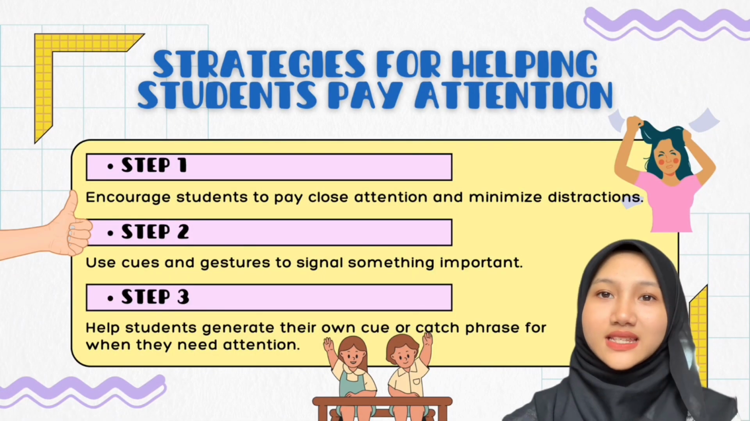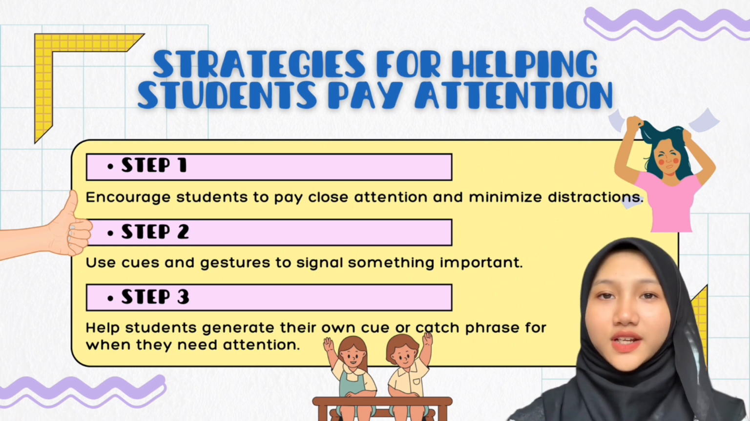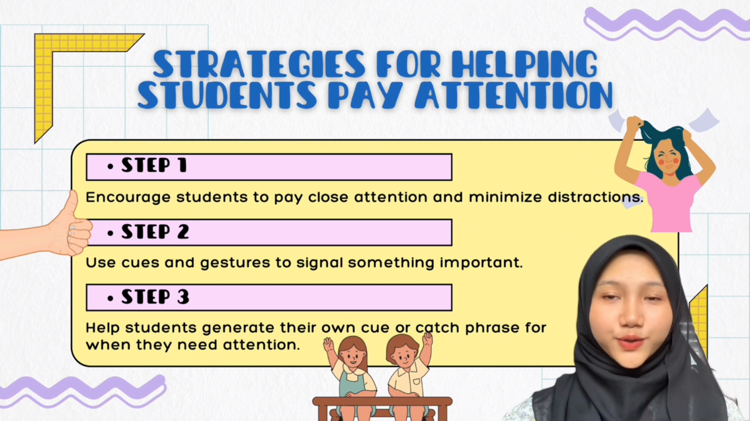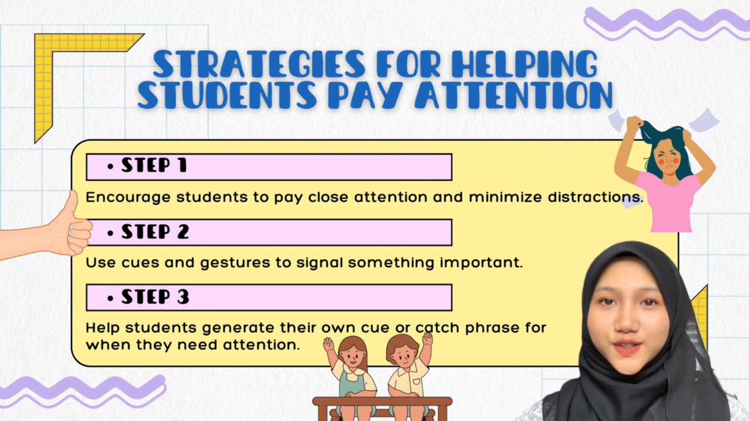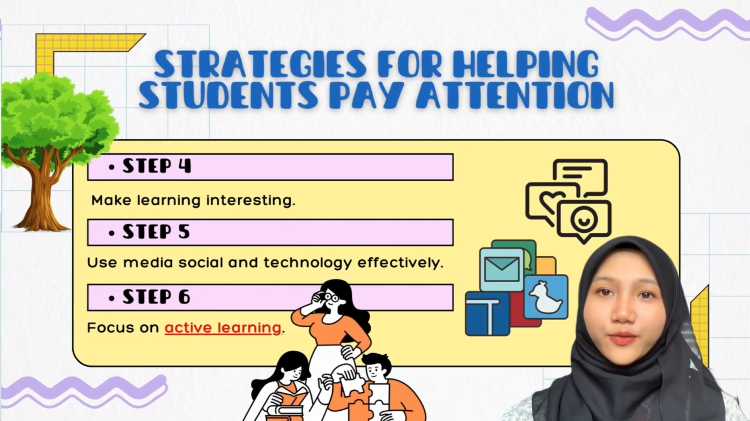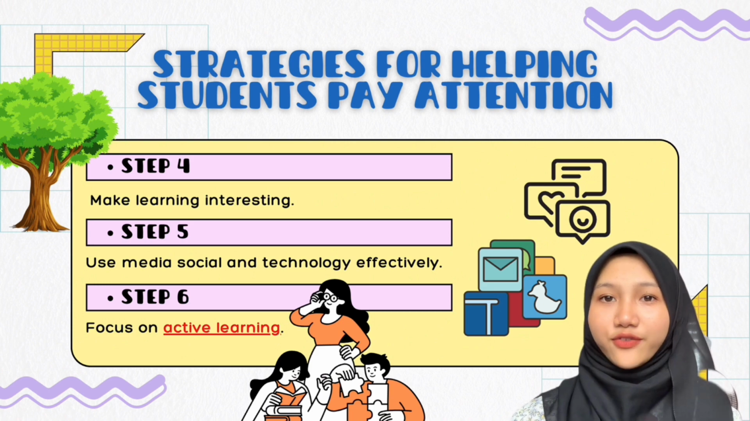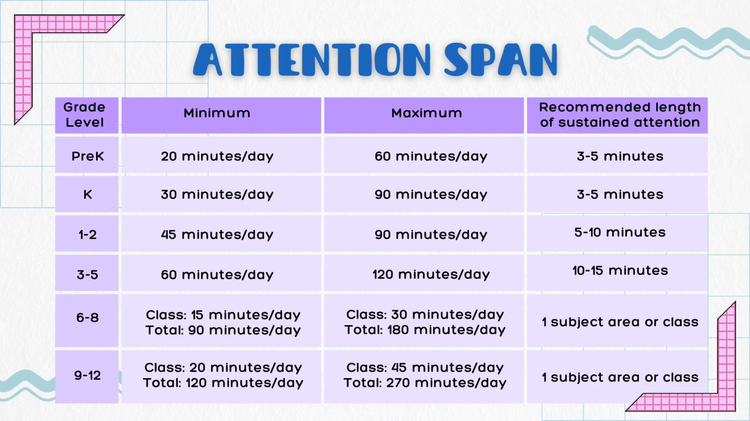As you can see here, these are the strategies for helping students to pay attention. Step 1. Encourage students to pay close attention and minimize distractions. Step 2. Use cues and gestures to signal something important. Step 3. Help students generate their own cue or catchphrase for when they need attention. Step 4. Make learning interesting. Step 5. Use media, social, and technology effectively. Last step, focus on active learning. So here is the minimum and maximum attention span of students from pre-kindergarten to grade 12.